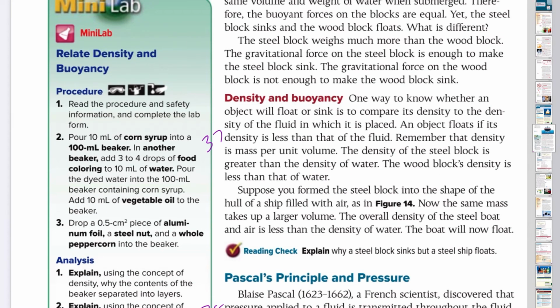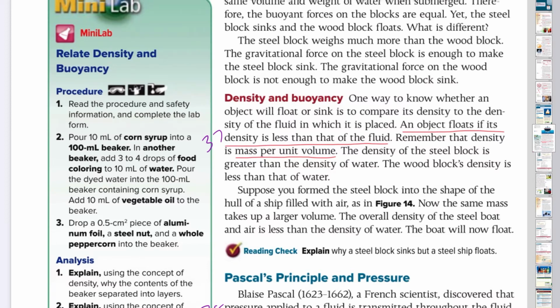Density and buoyancy. One way to know whether an object will float or sink is to compare its density to the density of the fluid in which it is placed. An object floats if its density is less than that of the fluid. It will sink if its density is more than the fluid's. Remember that density is the mass per unit volume. The density of the steel block is greater than the density of water, so it sinks. The wood block's density is less than that of water, so it floats.